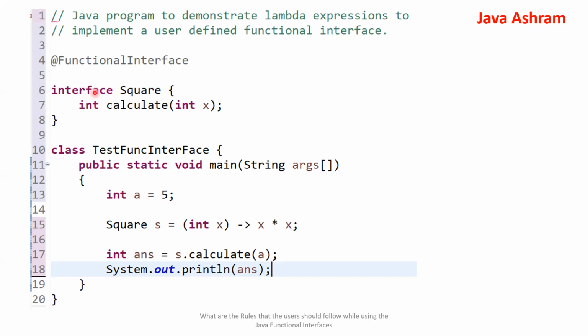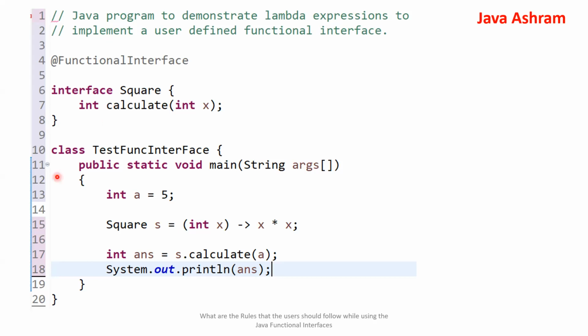Since this is a single abstract method inside this interface, we say this is a functional interface, and we are using the annotation @FunctionalInterface. If you want, you can remove this. The program will execute, but this line number 4 will enforce you to have only one abstract method. If you try to put another abstract method, it will give you a compilation error. The code will not compile. So here from line number 4 to 8, we are defining the functional interface.